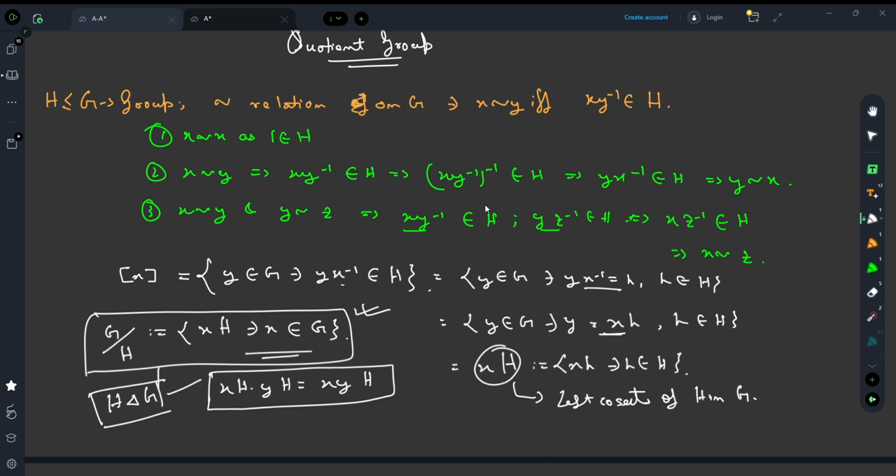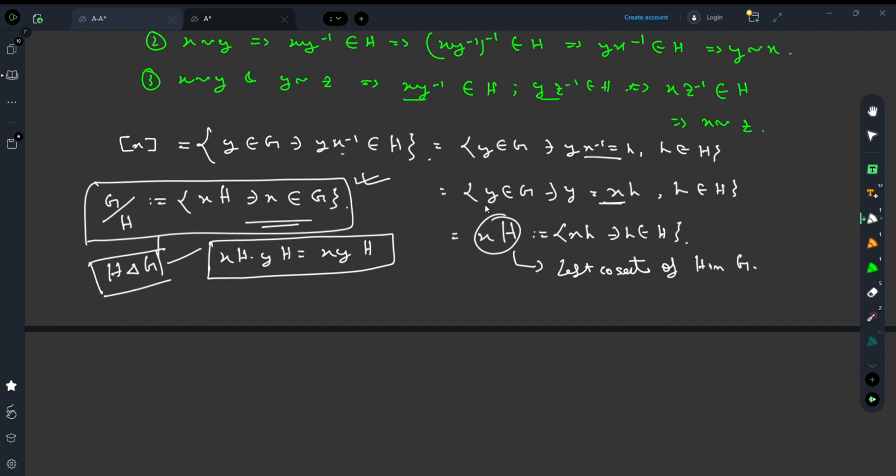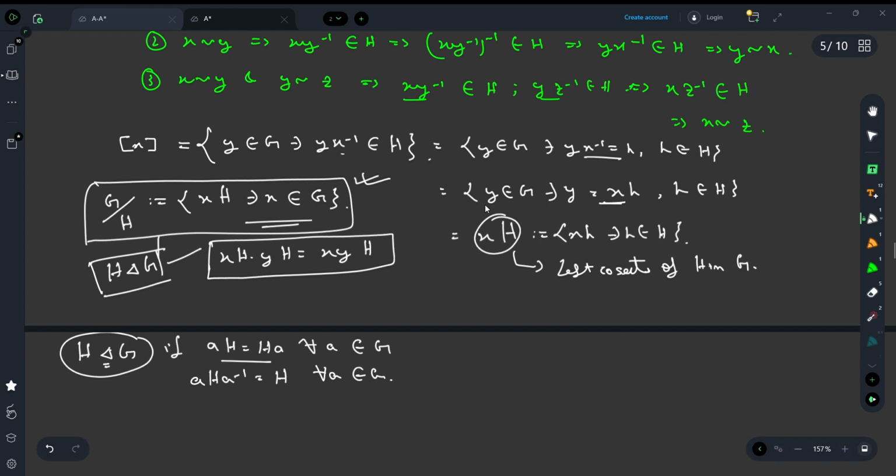Let me just define what a normal subgroup is. H is said to be a normal subgroup of G, this is the notation we use, if aH is equal to Ha for all a in G. Or you can also write it as aHa inverse is equal to H for all a in G. If this happens, then we say H is a normal subgroup of G. Clear? So this additional condition we require to define this operation. We will get into details if needed in some later lecture when we define normal subgroups.